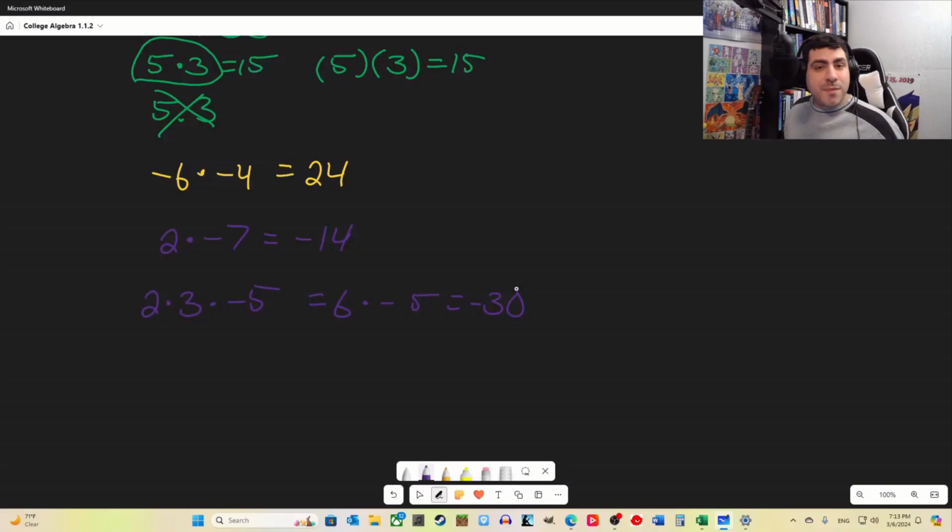So, what happens if we do it the other way? So we have 2 times, what is 3 times -5? 3 times -5 will be -15. And 2 times -15 will be -30. Same answer, right? What if we have a multiplication problem with two negative numbers, but 3 or more numbers being multiplied together?